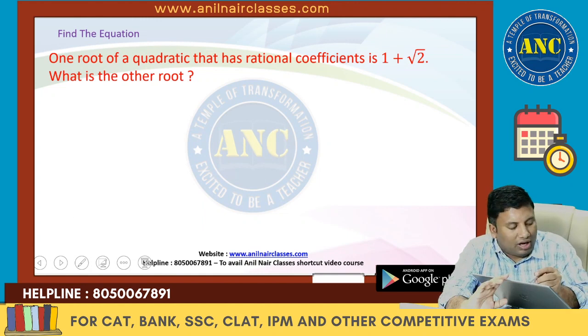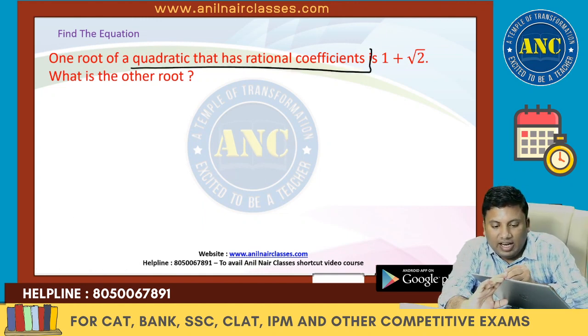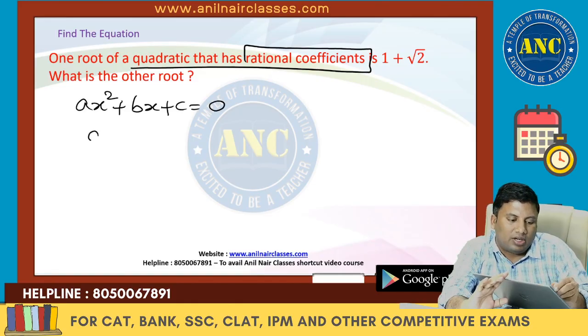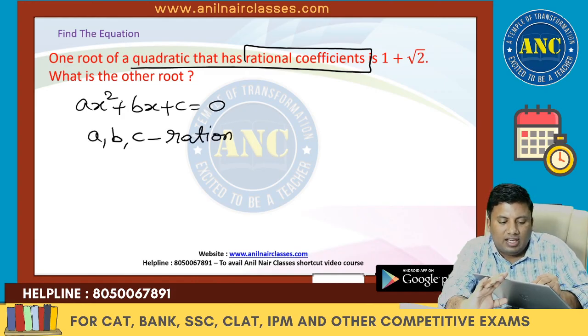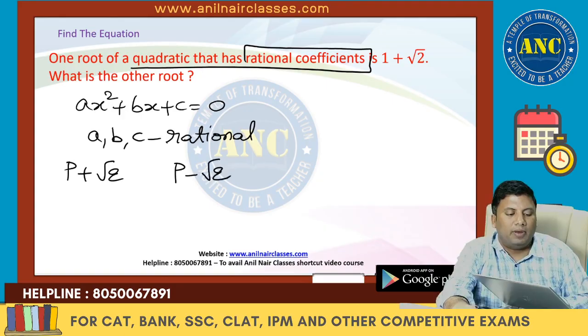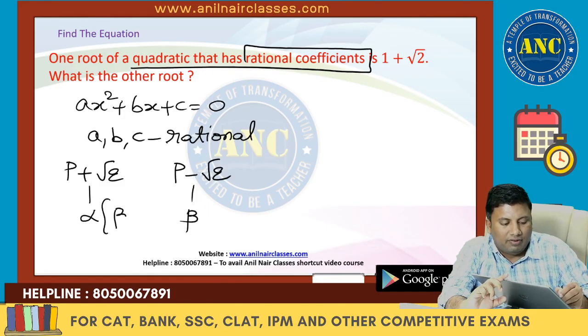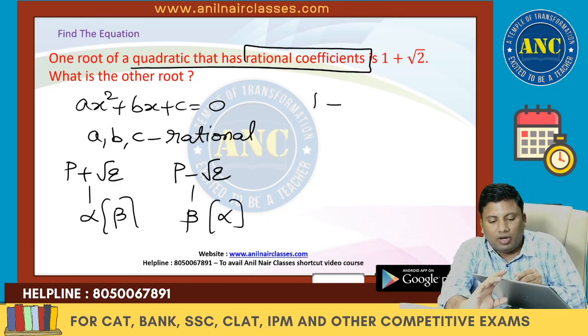If one root of a quadratic equation that has rational coefficients, it is clearly specified, ax square plus bx plus c equivalent to 0, a, b, c are rational. If one root is p plus root q, another root will be p minus root q. If this is alpha, this will be beta. If this is beta, this will be alpha. I hope it is clear. So answer is not 1 minus root 2.